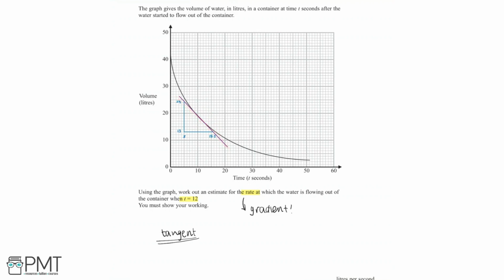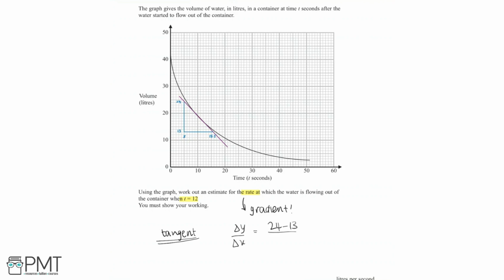Now, to find the gradient of a line, what do we need to do? We need to find the change in y divided by the change in x. Now when we have a line, it's always good to draw a triangle. We can use our triangle to do this. For the vertical length, we have 24 at the top and 13 at the bottom, and so the change in y values would be 24 take away 13.